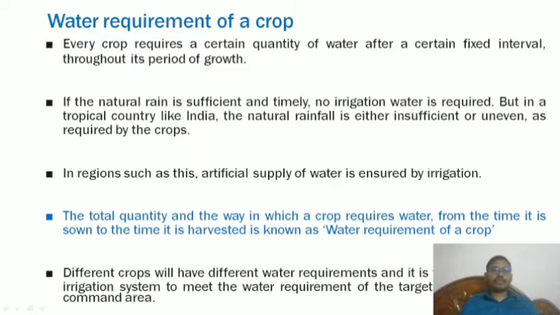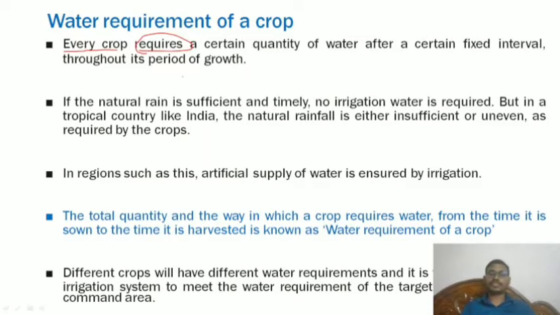So, the water requirement of a crop. That means, what are the required things? Every crop requires a certain quantity of water after a certain fixed interval throughout its period of growth. That means it's like hydrology. We can see perennial and non-perennial rivers. Perennial rivers means water will be there throughout the year. In a similar way, every crop requires some amount of water at fixed intervals.